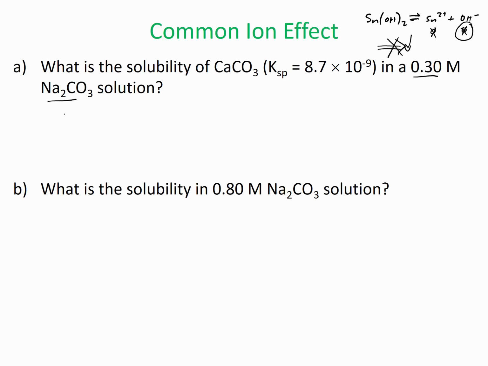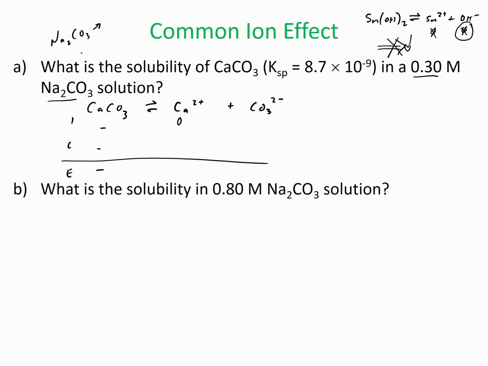carbonate solution? We'll set up our ice table as normal, and we're going to write calcium and carbonate ions over here. Okay, and we'll dash out our solids as normal. The calcium will be 0 at the beginning, but here we have sodium carbonate, which is fully soluble in water, so you'll get 2 sodiums and 1 carbonate ion. So our carbonate ion is going to be 0.30 molar at the beginning, so it won't be 0.